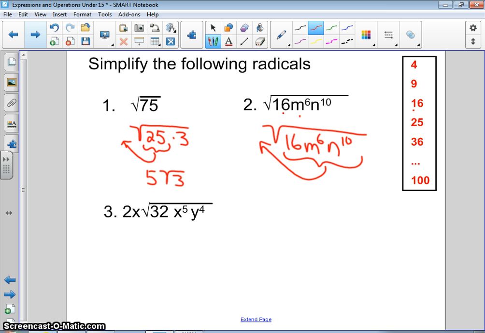The square root of 16 is 4. The square root of m to the 6th, you just take half the exponent. So that's m to the 3rd. And the square root of n to the 10th is n to the 5th. So there's your answer for that one.